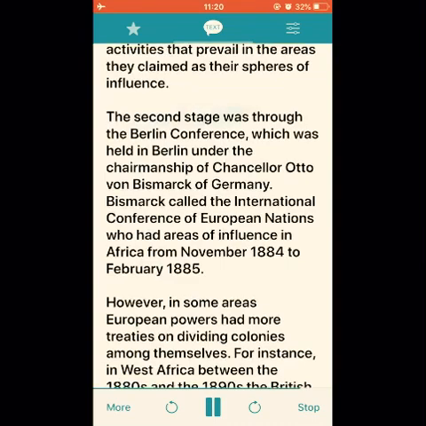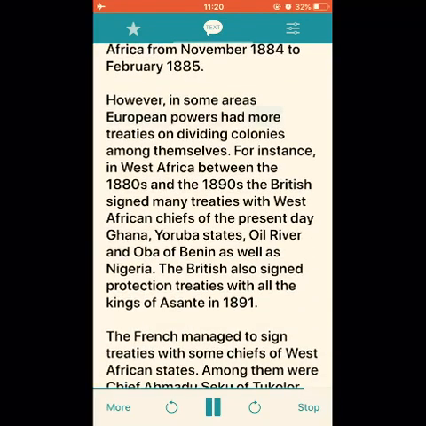The second stage was through the Berlin Conference, which was held in Berlin under the chairmanship of Chancellor Otto von Bismarck of Germany. Bismarck called the International Conference of European Nations who had areas of influence in Africa from November 1884 to February 1885. However, in some areas European powers had more treaties on dividing colonies among themselves.